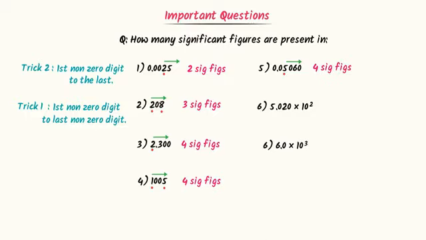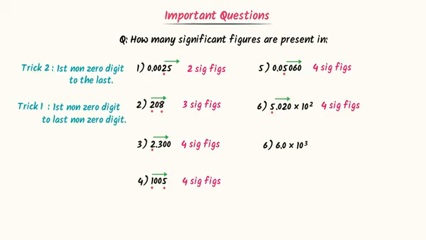The sixth number is 5.020 times 10 squared. This is already in scientific notation. So we ignore the power of 10 completely. We only look at 5.020. It has a decimal point. So we use trick number 2. First non-zero digit is 5. Count till the end. 5020. That is 4 significant figures.